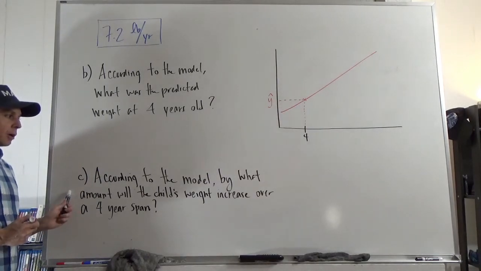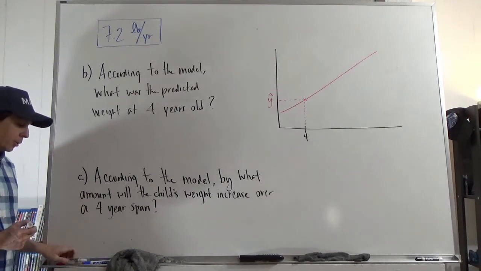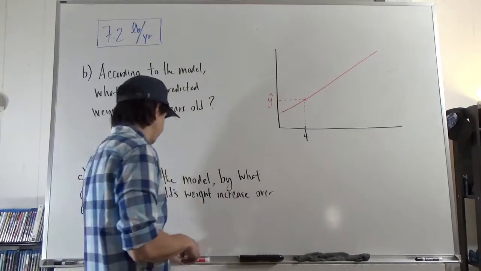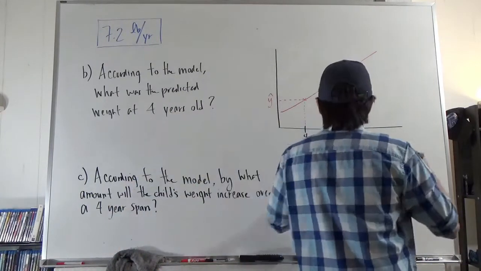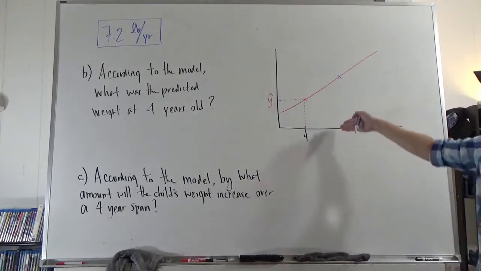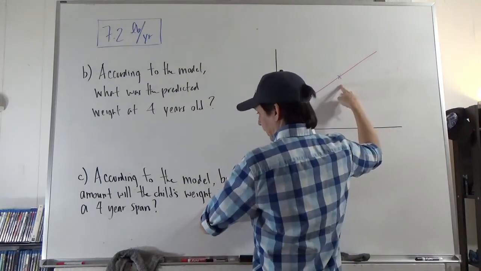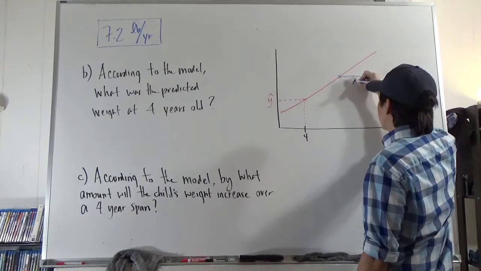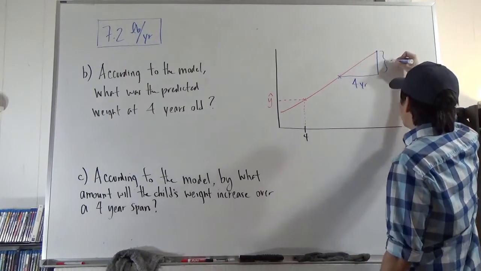Part C: according to the model, by what amount will the child's weight increase over a 4-year span? They're not talking about a 4-year-old. They're not talking about any age in particular. They're talking about the kid being some arbitrary age, I don't care what it is. But from that point, how much is the child's weight going to increase over a 4-year span? So from that arbitrary age, I want to go 4 years later, and see how much his weight changes or goes up by.